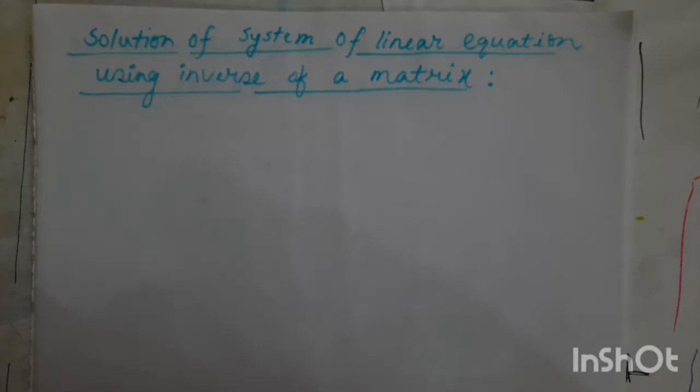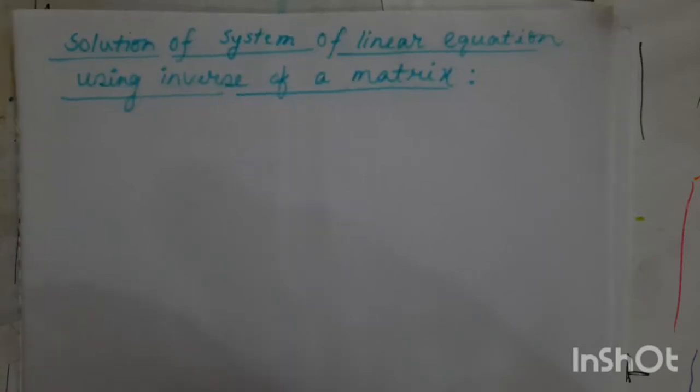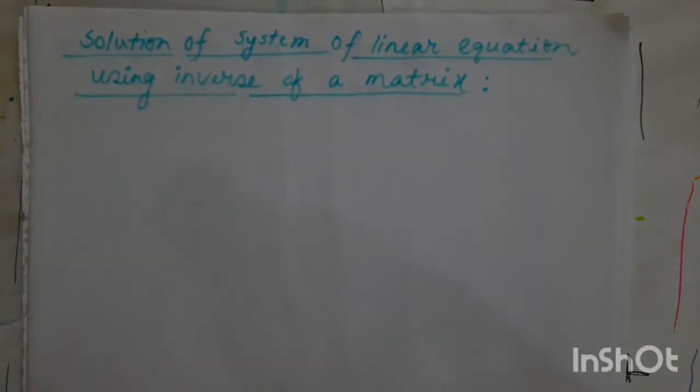So, in the previous lecture, we already discussed how we can find the inverse of a matrix by using the adjoint of a matrix. How we can find the adjoint of a matrix and then find the inverse, we already discussed.